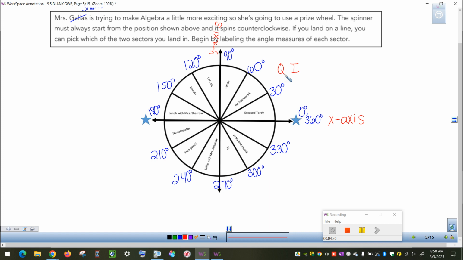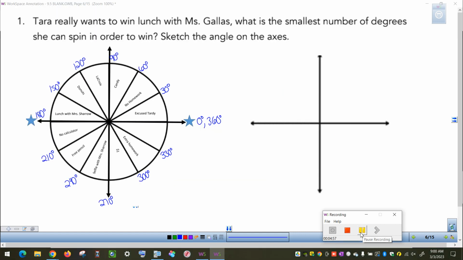When we take a look at the next one, so still thinking about going counterclockwise, the angles in between 90 and 180 degrees, those are in quadrant 2. Angles from 180 to 270 are in quadrant 3. And angles between 270 and 360 are in quadrant 4.